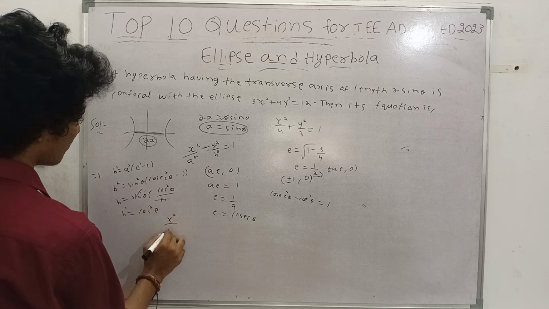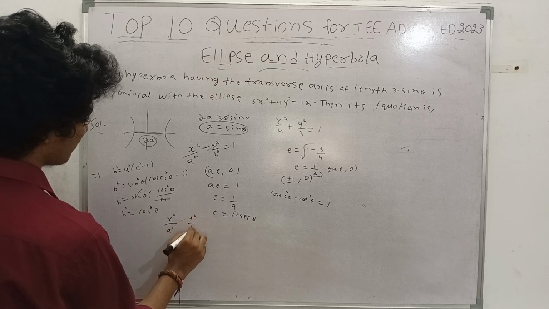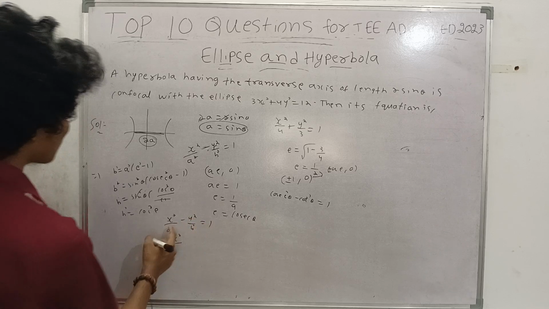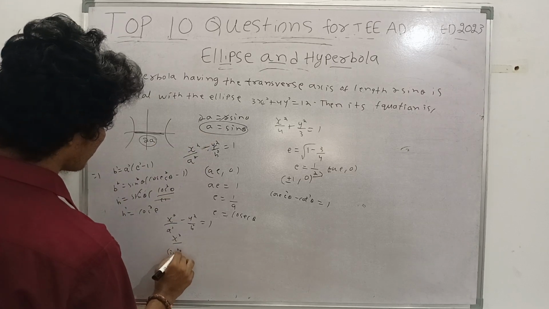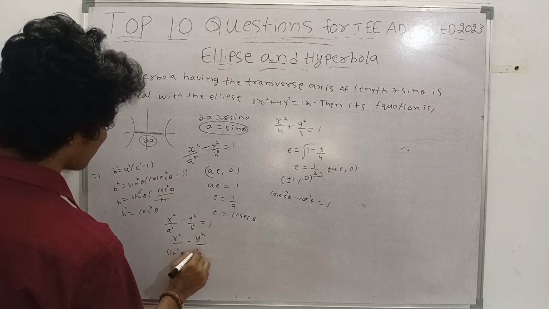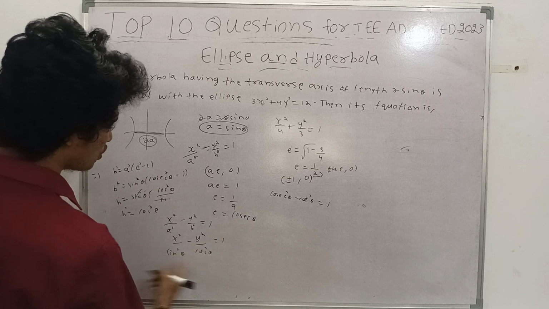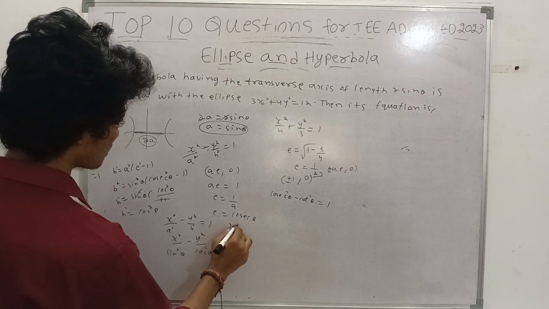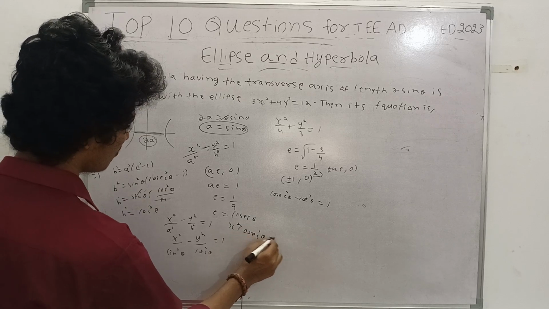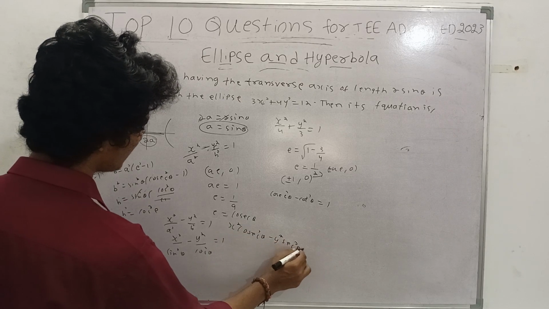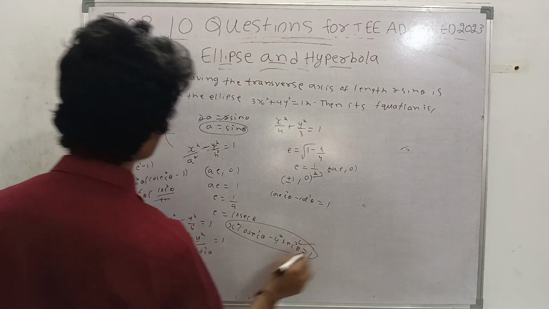So I can write the equation as x square by a square minus y square by b square equal to 1. x square divided by a square, a equal to sin theta, so a square is sin square theta, minus y square divided by b square, b square is cos square theta, equal to 1. If we take the reciprocals, x square cosec square theta minus y square sec square theta equal to 1. This is the equation of the hyperbola. Like this you have to solve.